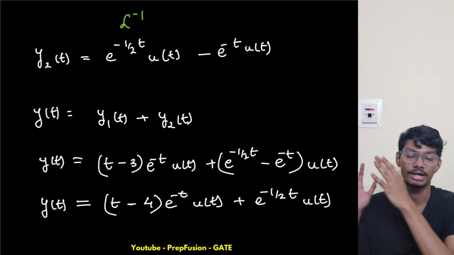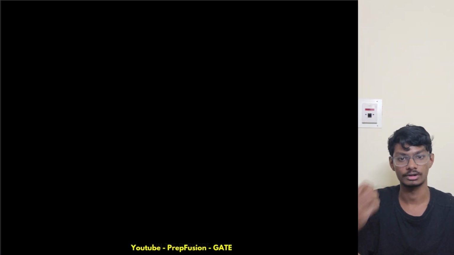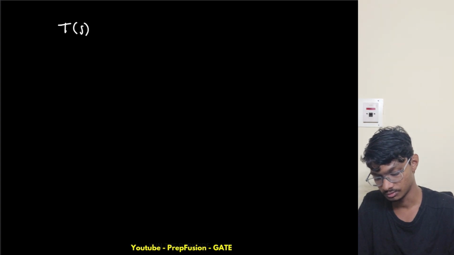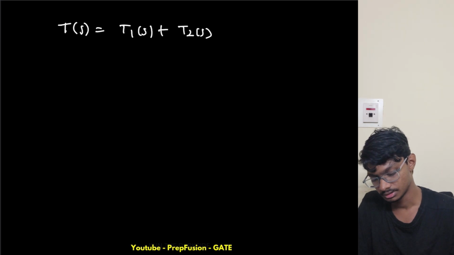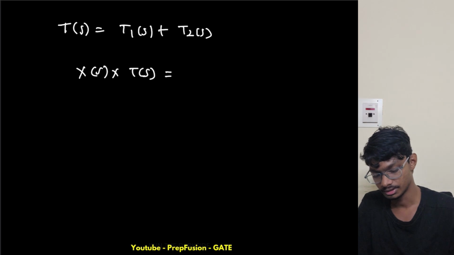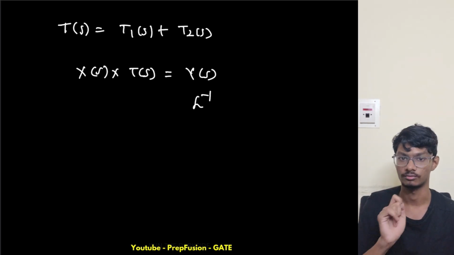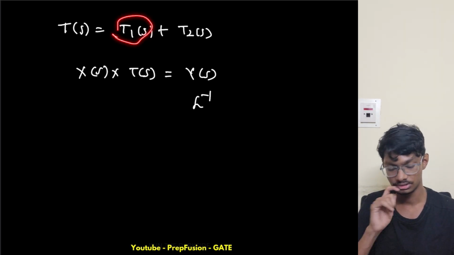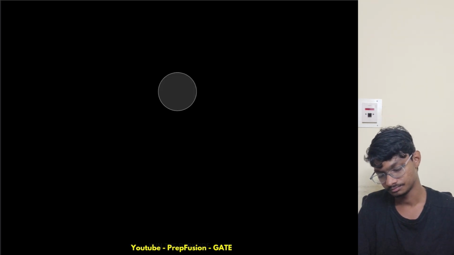If you find the overall transfer function, what you wanted to do, right, you do T1 of s plus T2 of s, then you multiply X of s into T of s and you get overall Y of s, then you take the inverse Laplace of this. No, the answer will be wrong for that, because the transfer function for the first system won't exist. So yeah, that was one thing to keep in mind.